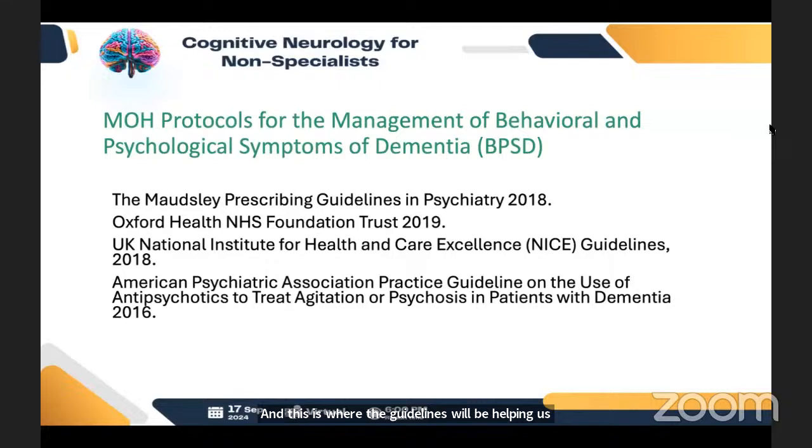For the Saudi MOH protocol, they have used the prescribing guidelines in psychiatry in the UK, which is very common, and those are one of the main international guidelines that are being used. I just wanted you to know about it if you are interested in further reading, with longer and more detailed guidelines on how to treat those behavioral or psychological symptoms of dementia.